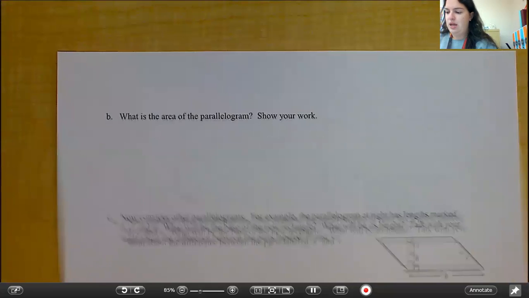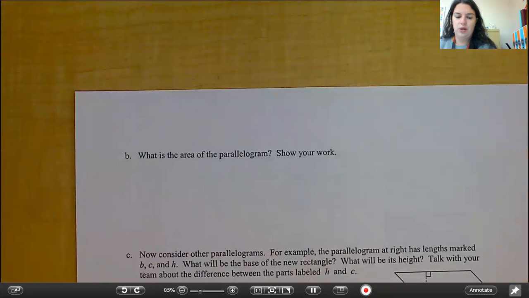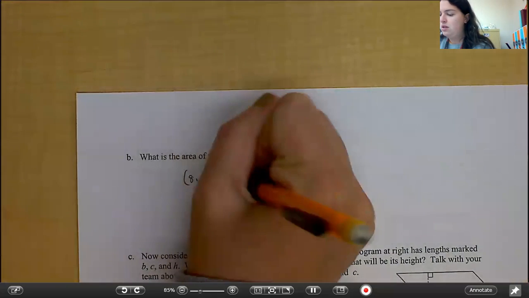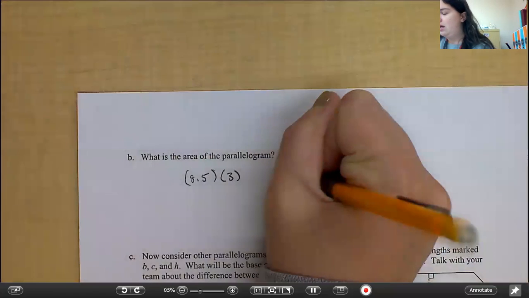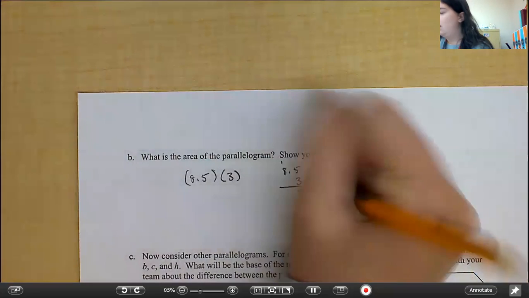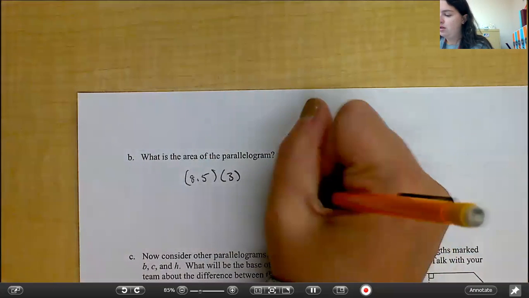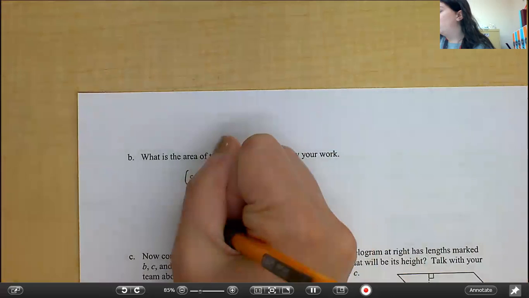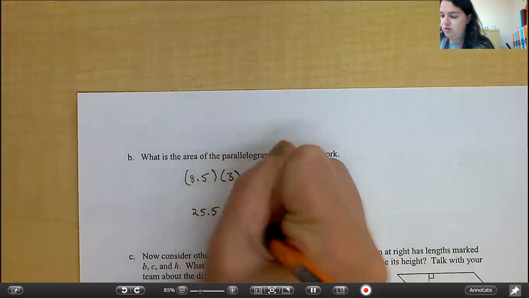If we're moving on to B, what is the area of the parallelogram? Show your work. So go ahead and pause and answer part B. Okay, if you're back with me, you've done the area. You should have done 8.5 times 3. 5 times 3 is 15, 8 times 3 is 24, add 1 is 25. You have one number behind the decimal place, so it's 25.5 centimeters squared.